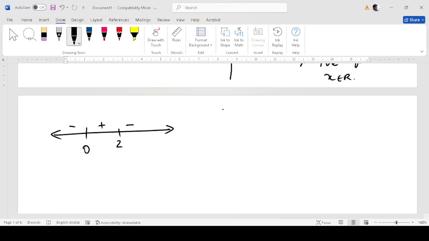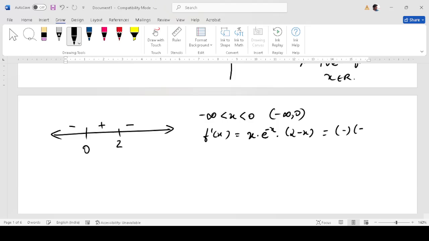Now to see if it is correct or not, we can check this for all the values of x. If you take minus infinity less than x less than 0, that is basically the interval minus infinity comma 0, we have to check the sign of f dash of x, and the function can be written as x into e power minus x into 2 minus x. So for any negative value, the first bracket would be negative. E power minus x, as I said, is positive for all real numbers. Now 2 minus x, again, is positive, which means that this is less than 0. Hence it is decreasing, so that matches.